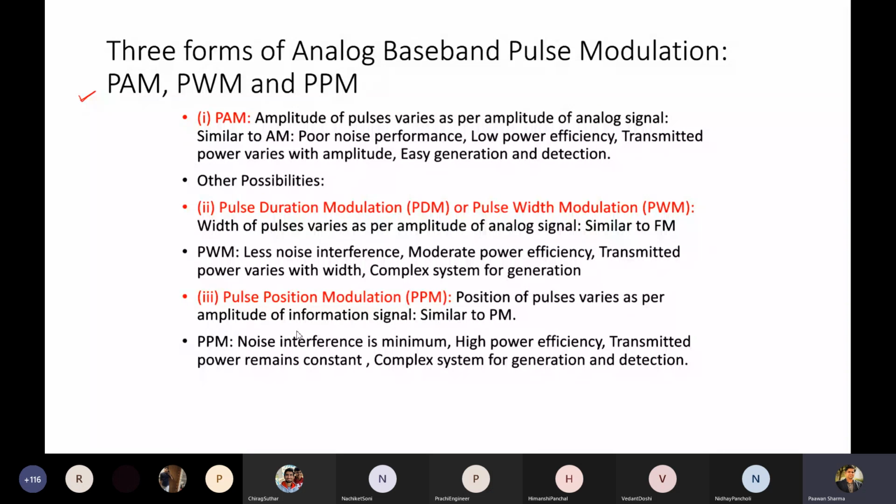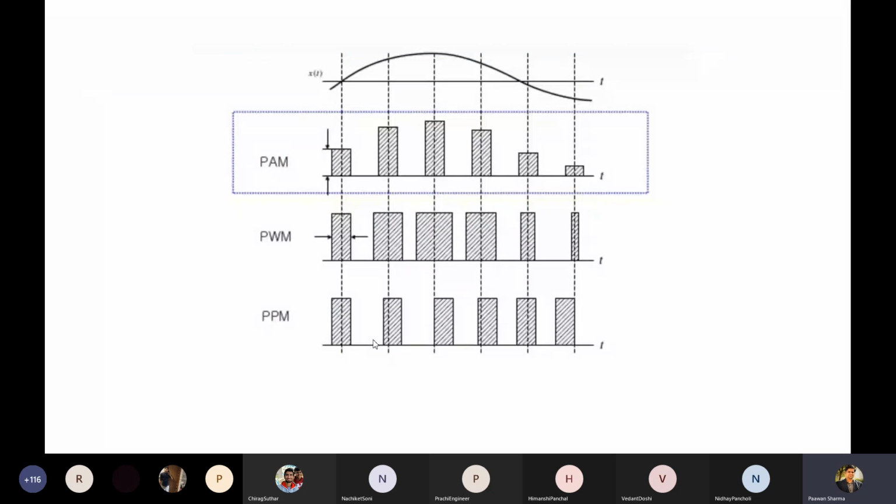So this is your actual signal, and in PAM, exactly pulses will take the amplitude value in accordance with the actual signal value. In pulse width modulation, or it is PDM also, it is represented. So you can see wherever the amplitude is more, you have larger widths. When the amplitude is very small, you can see the width is changed.